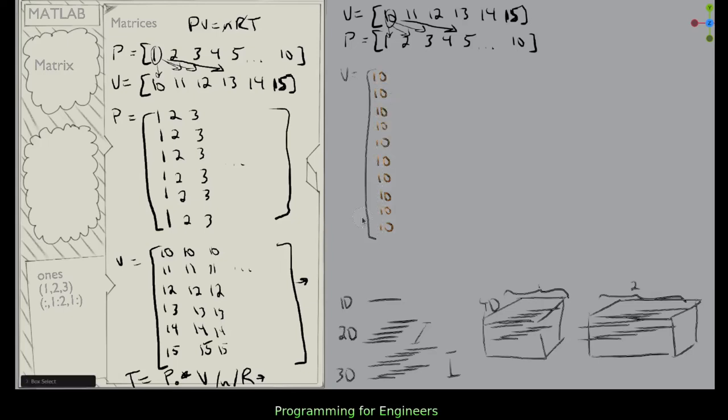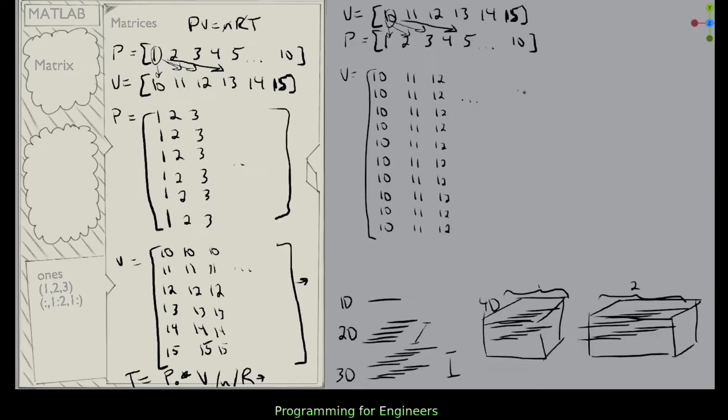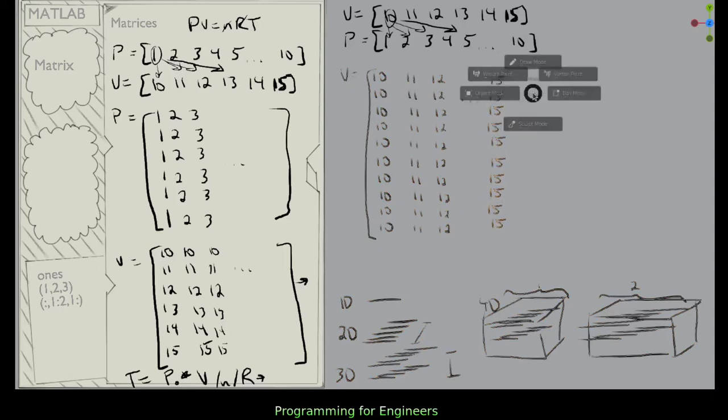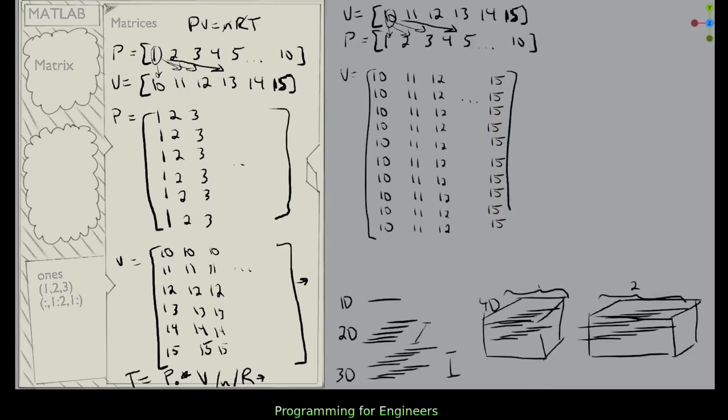And I'll just have my 11s here. And then my 12s. Okay. All the way going down to 15. So that's my new V, which you can see is not the same. They're not equal, but they will produce with my new P of this same size.